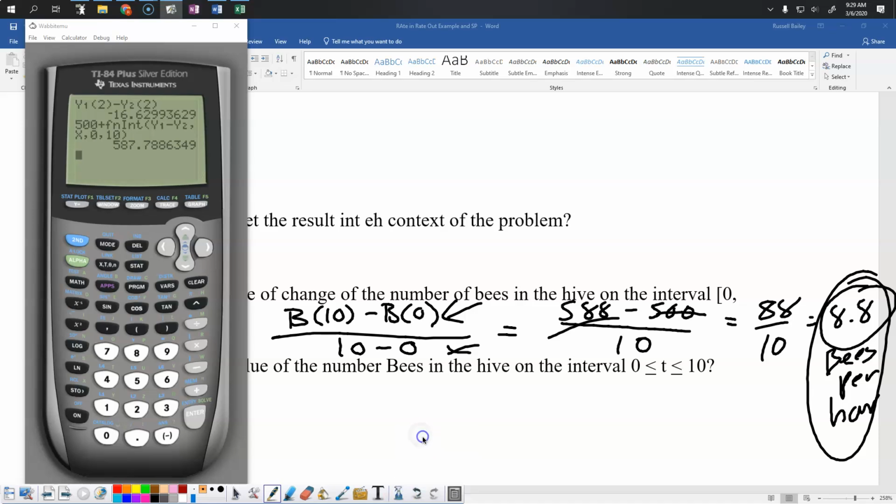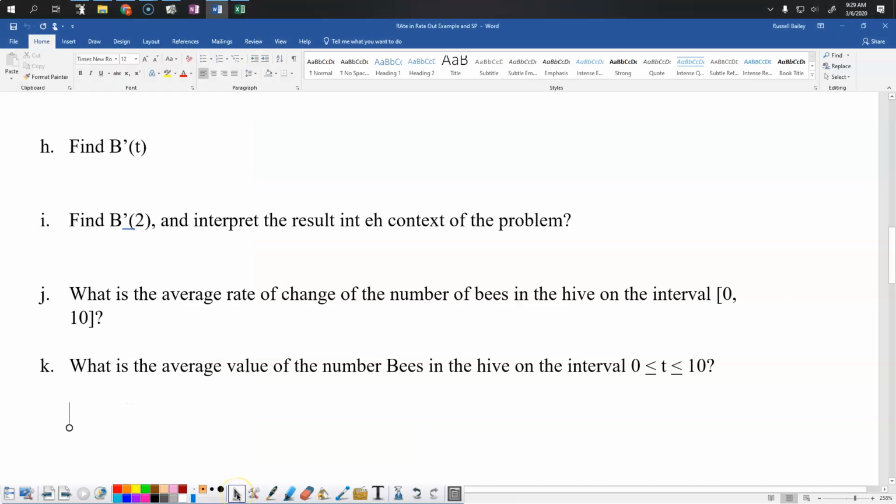Last question. I know I'm taking a while here, but I'm trying not to bore you guys too much. Here we go. Last one. This is the last one, right? Okay. So what's the average value? What's my setup for average value?